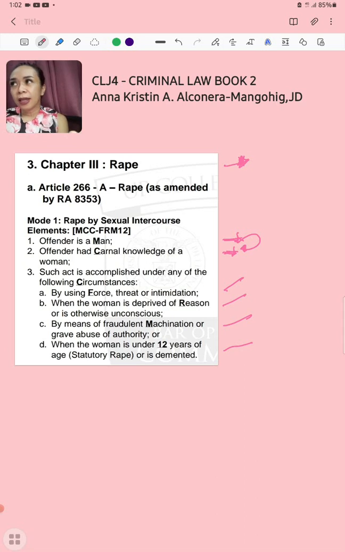There is an actual sexual intercourse. There need not be penetration. I-discuss natin yan further later. But take note of the elements of rape by sexual intercourse as enumerated under our law. Let's proceed to the next.